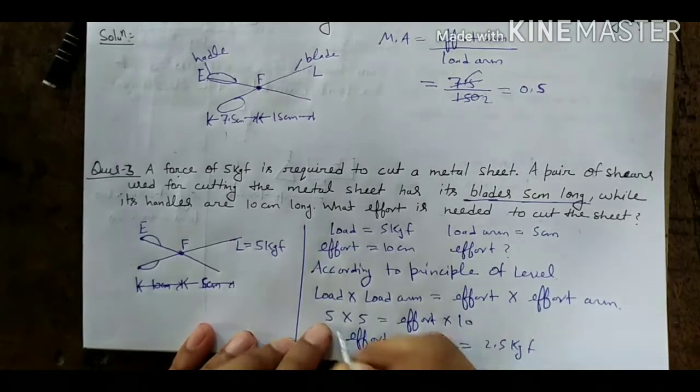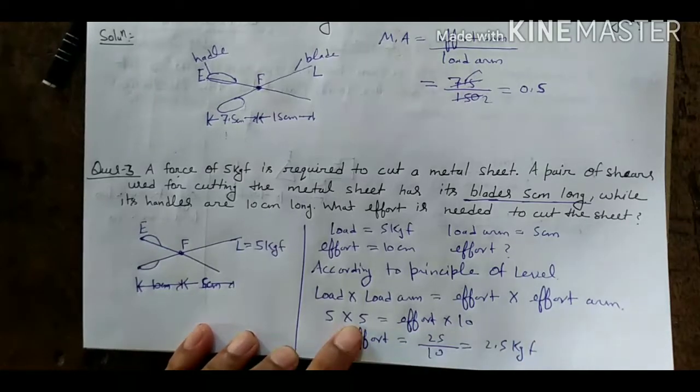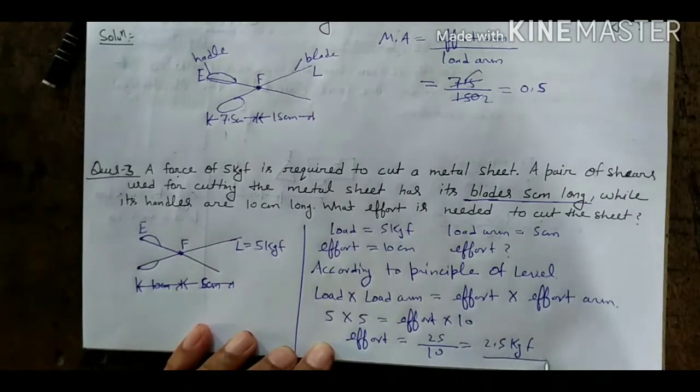Why kgf? The unit of 5 is kgf, and this is the unit of length, meter. So the unit of effort will be 2.5 kgf.